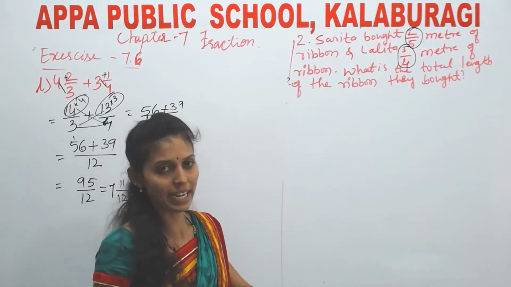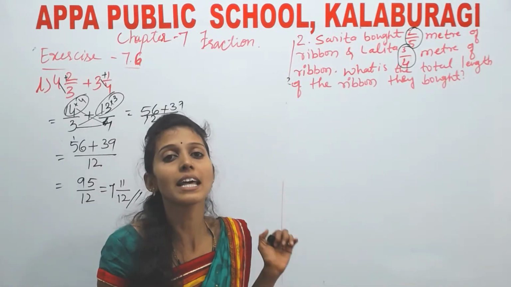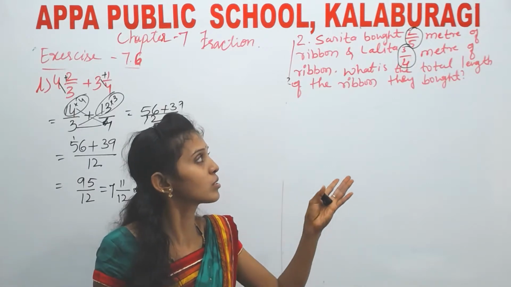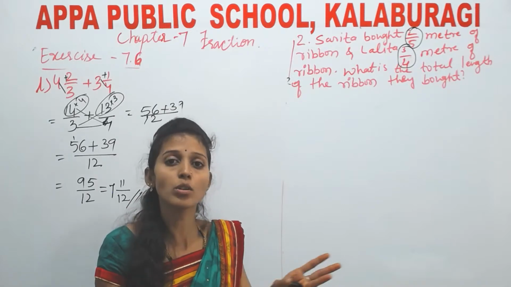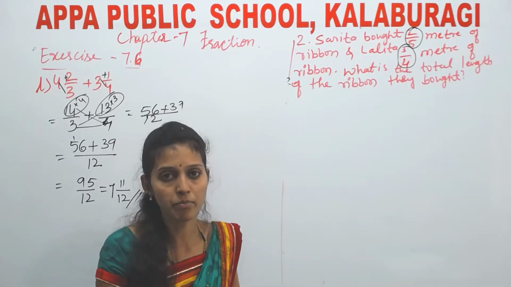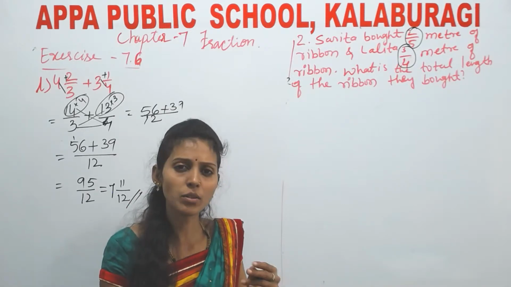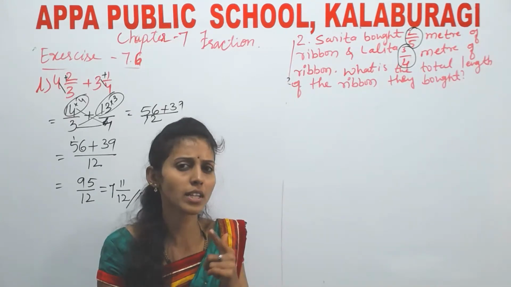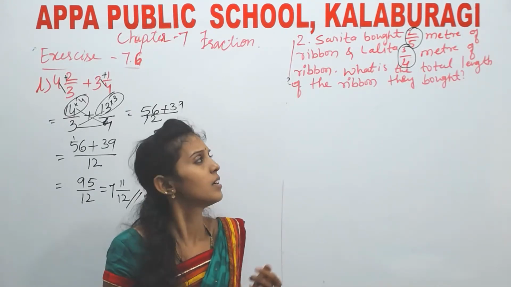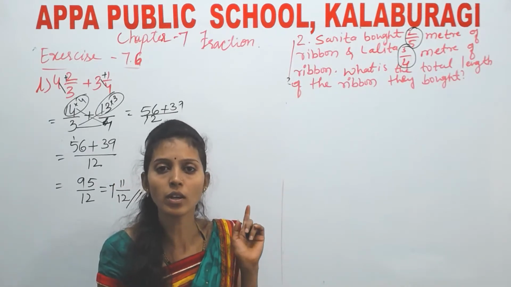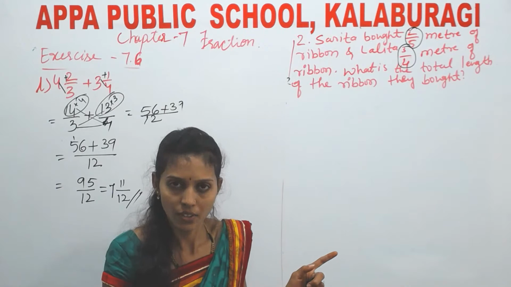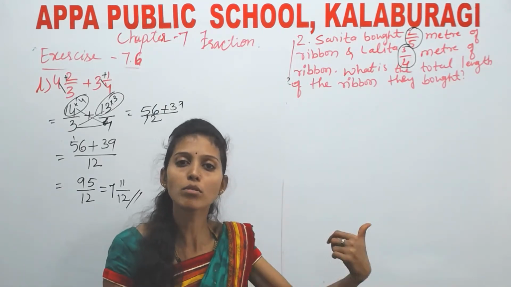See, instead of fraction, if it is given, Sarita bought 5 meters of ribbon and Lalita bought 4 meters of ribbon. What is the total length of ribbon bought by both of them? Very easily, you will get the answer. 5 meters from Sarita, 4 meters from Lalita, total 5 plus 4, 9. Easily, right? Same thing you have to do here also.